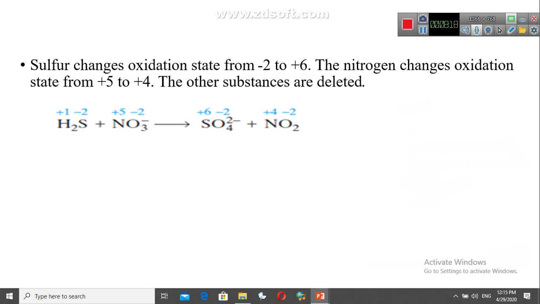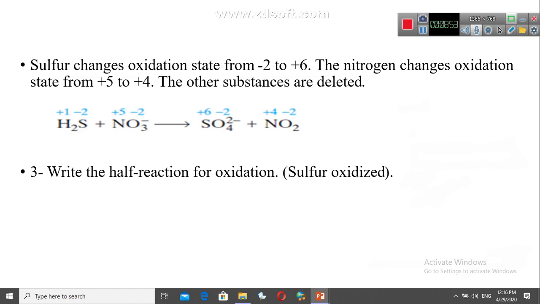Then we determine which species or which element is oxidized and which one is reduced. You know that if the oxidation number increases, this substance is oxidized, and if the oxidation number decreases, this substance is reduced.